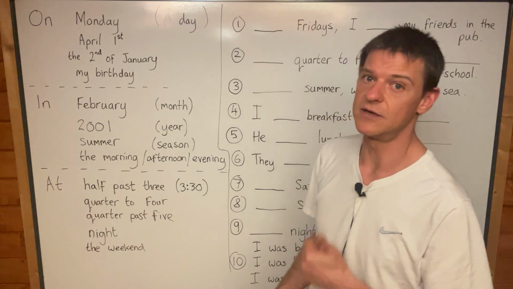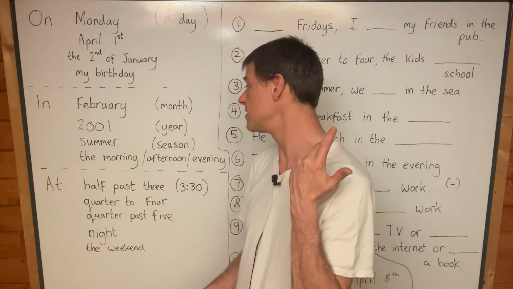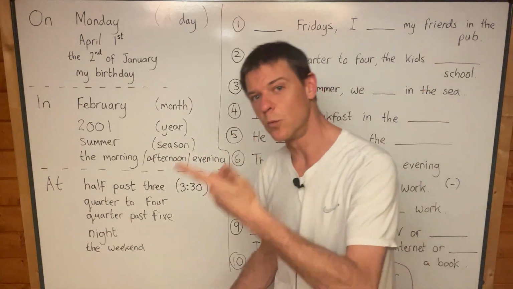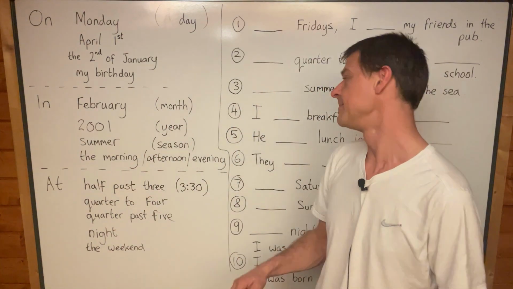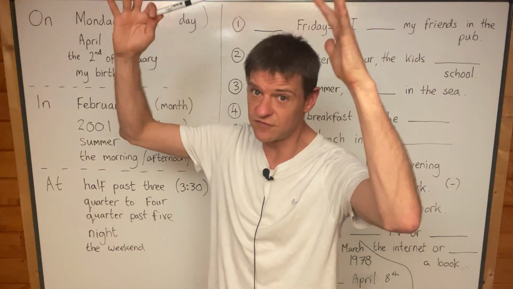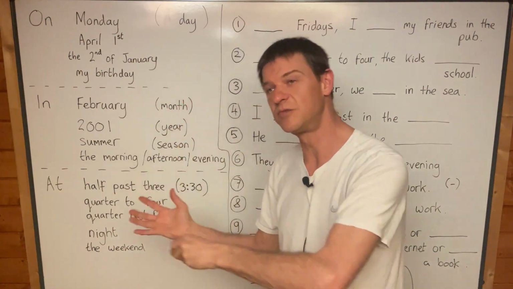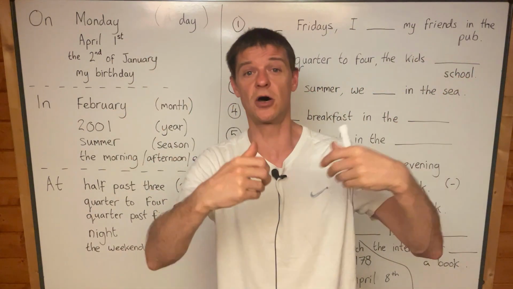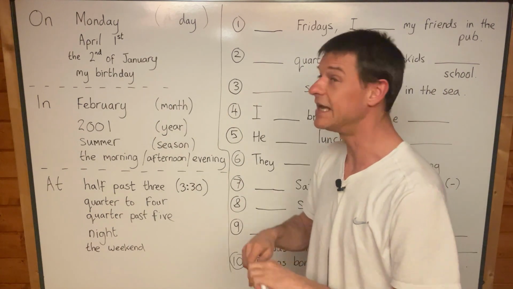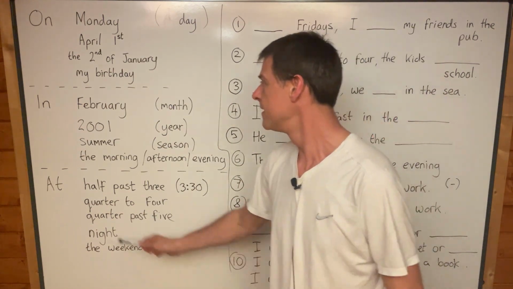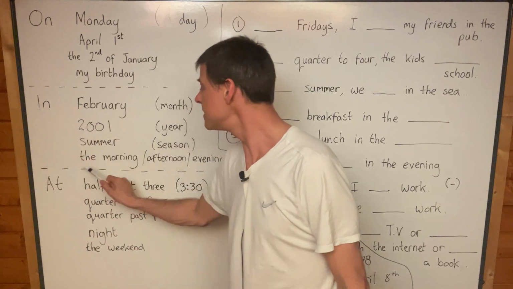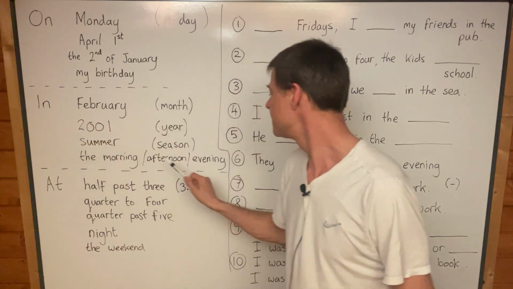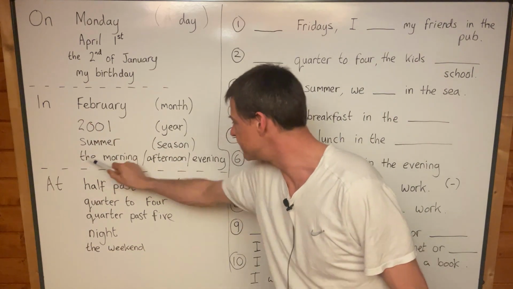In summer, in winter, in spring, in autumn. Okay, in summer it is very hot. In winter it is very cold. In autumn the leaves fall off the trees, and in spring the flowers come out, so they all look pretty. My garden looks pretty, beautiful. In spring.